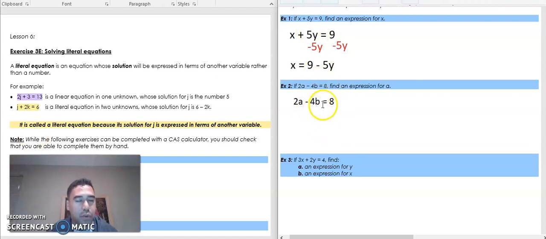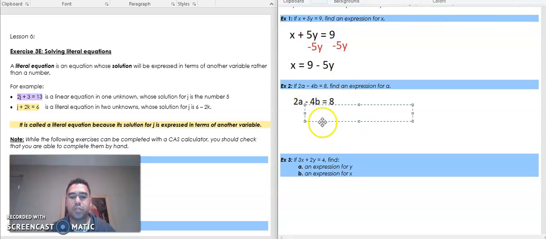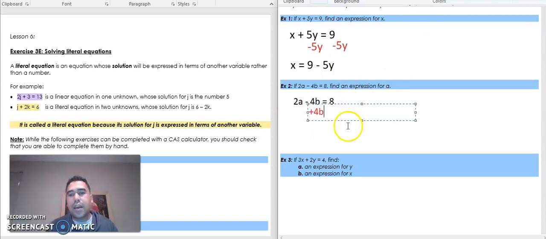So the minus 4b is the last thing I said. So I want to get rid of that minus 4b. And to get rid of it, I'm going to apply the opposite of minus 4b, which is plus 4b. So if I'm taking away 4 lots of b, I want to add 4 lots of b. And in doing so, whatever I do to the left hand side, I also got to do to the right. So I'm going to add 4b to that side.